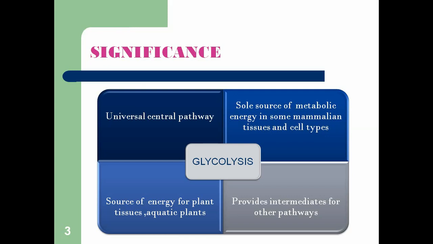Also, the intermediates obtained from glycolysis act as a major source for the synthesis of many other compounds. For example, 2,3-bisphosphoglycerate is used for the release of oxygen in RBC. Dihydroxyacetone phosphate obtained from glycolysis is used in triacylglycerol synthesis, and pyruvate is used for alanine synthesis.